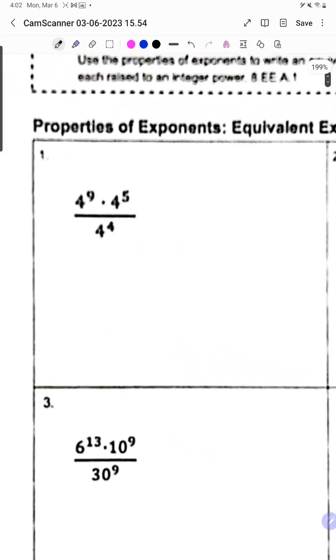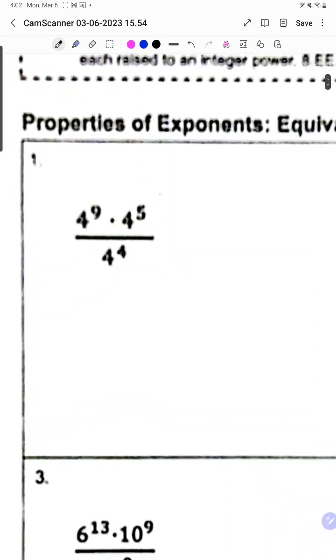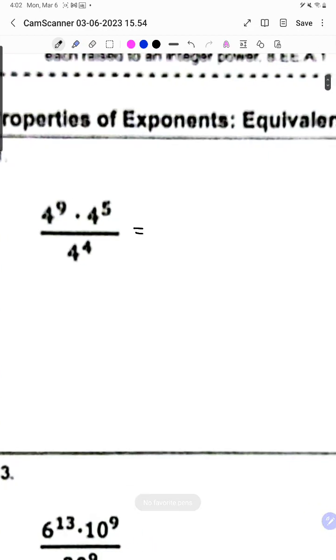Okay, let's go ahead and get started on this first question. So when we are looking at this, the first thing we're going to see is that in the numerator, we have 4 to the 9th times 4 to the 5th. And what we do when we multiply is we add together our two exponents because these have the same base and they're being multiplied. So this is going to be 4 to the 14th.